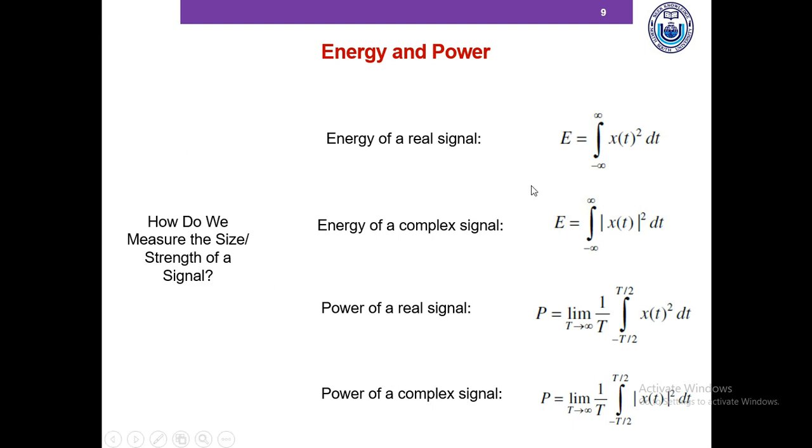To measure the size or strength of a signal, we use two parameters: energy or power. Energy, for a continuous time signal, is basically the integral of the square of the amplitudes of the signal, that is E equals the integral of x squared dt. For a complex signal, we take the modulus of the complex signal and then square it to obtain the energy. And these two are the equations for power of a real signal and a complex signal. Note that power is computed over a cycle, whereas energy is computed from minus infinity to plus infinity.